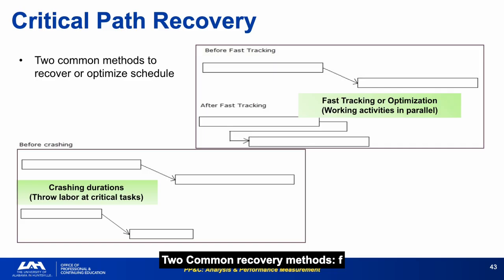2 common recovery methods. Fast-tracking works activities in parallel rather than in series, and crashing adds labor to critical path tasks to compress durations. Fast-tracking increases technical risk. Tasks that were designed to be sequential are being parallelized. It can work, but often introduces rework when downstream tasks begin before upstream tasks are complete.